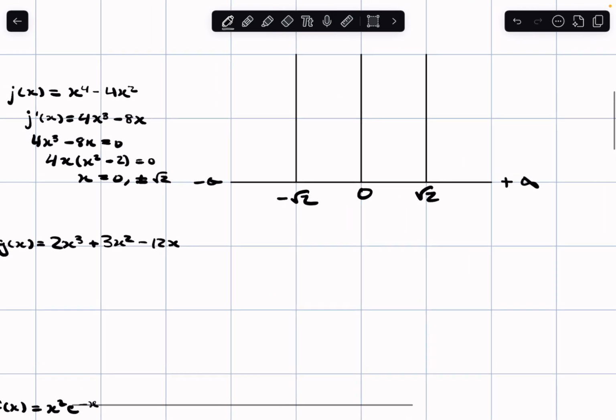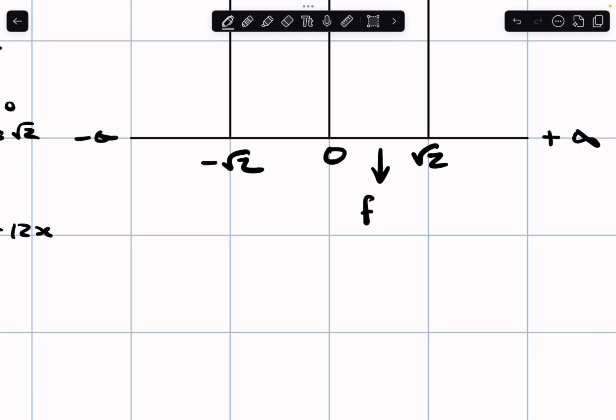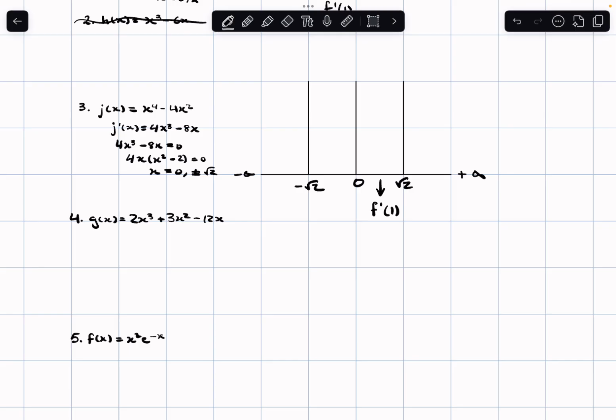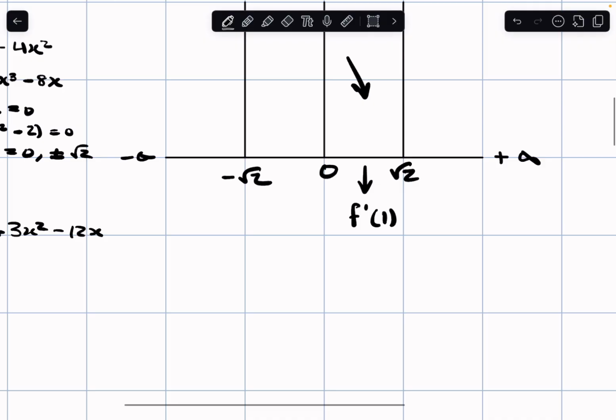So let's find f prime of 1. That's equal to 4 times 1 cubed, which is 4, minus 8, which is negative 4. Since negative 4 is negative, it's going to be decreasing. What about negative root 2 to 0? We already clarified that root 2 is 1.414, so the negative of that is negative 1.414, and negative 1 is in between those two, so we'll do f prime of negative 1.